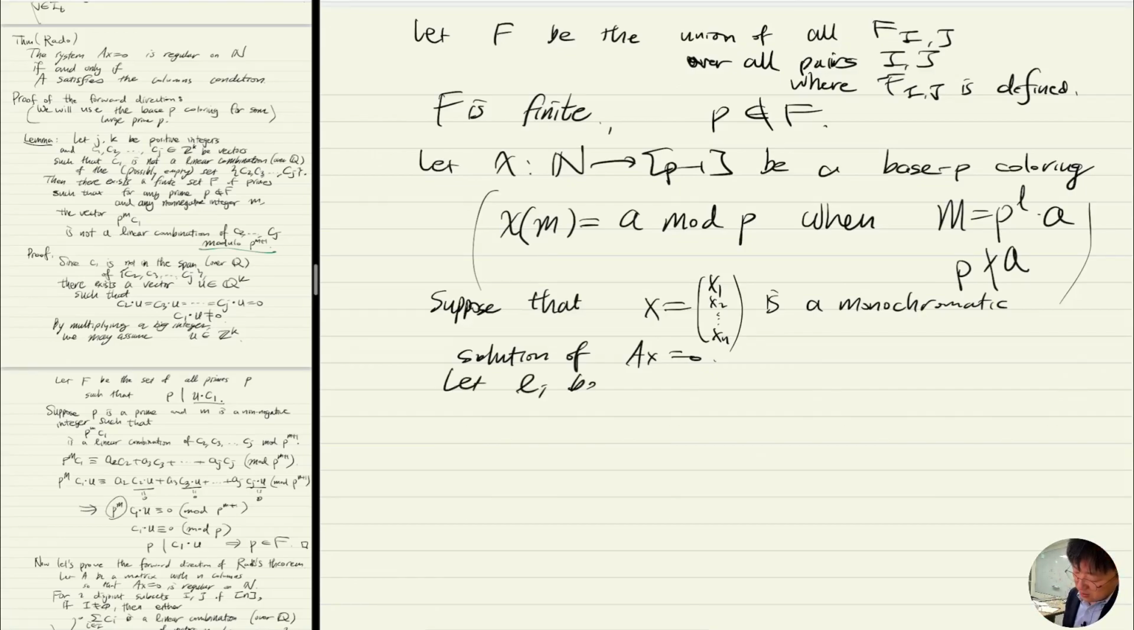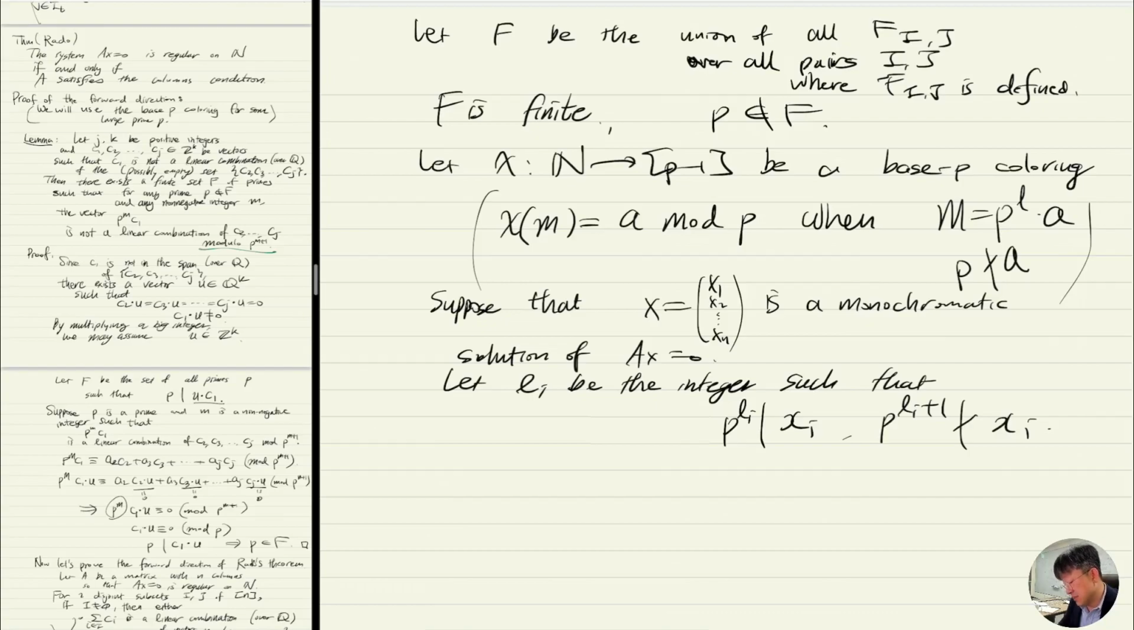Let Li be the integer such that xi is p to the Li times something, so p to the Li divides xi, but p to the Li plus 1 does not divide xi. So this is the maximum integer such that p to the power divides xi.